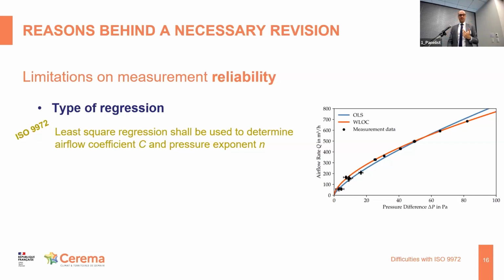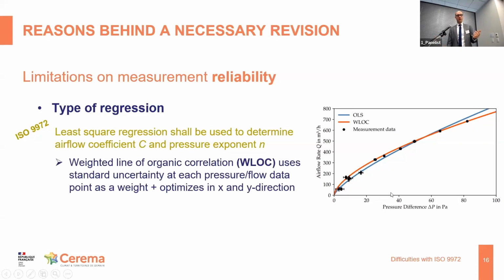However, this regression doesn't take into account the measurement uncertainty, and it only optimizes the distance between the measured point and the regression line in the y direction. This assumption is valid if there are no uncertainties or negligible uncertainties in the pressure, and the uncertainties in the airflow are the same, or in the same order of magnitude, for all measurements, which is not the case in real life.